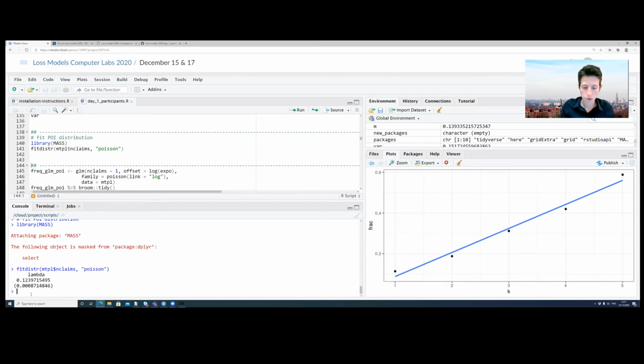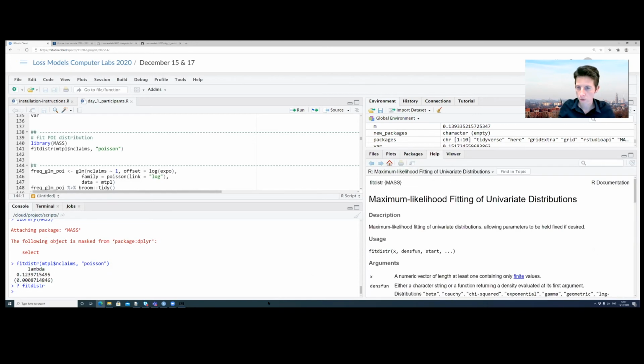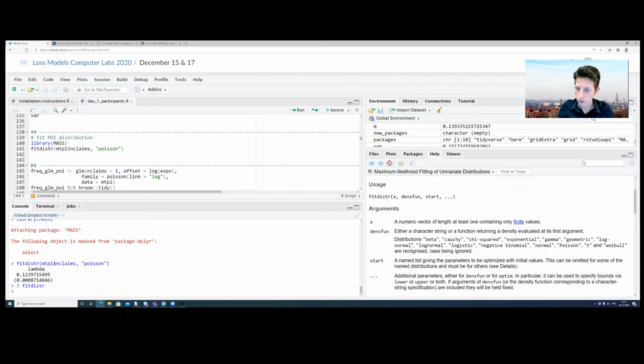If you're interested in this function, you can always do question mark fitdistr. And then we go to the help, here on the right-hand side. And here you get an overview of the kind of densities that are available in this built-in routine, whenever you need that. Okay.